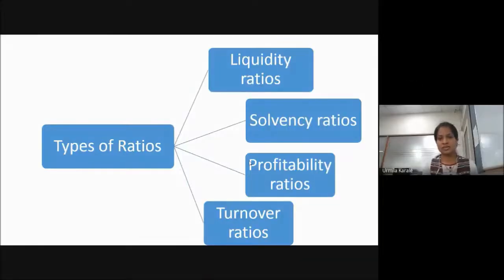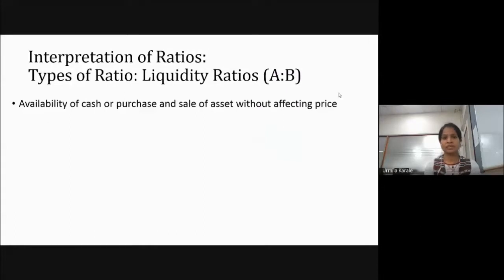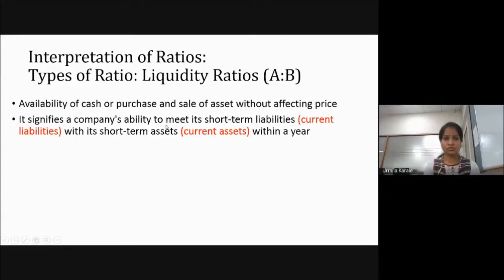This is what we have started with: types of ratios: liquidity, solvency, profitability, and turnover. Liquidity ratios are mentioned like this: 1 is to 2, 2 is to 1, 3 is to 4, right? So a relationship between the current assets and current liabilities. This is what we have seen.